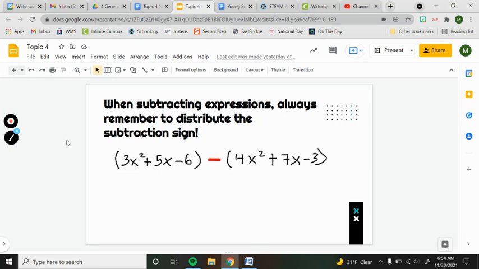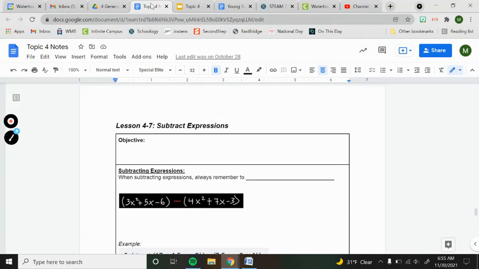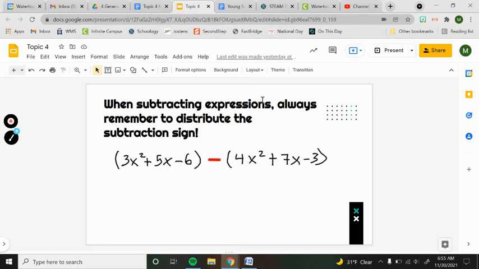All right. So the first thing you need to remember when we are subtracting expressions is there's a specific rule we need to follow that's different than when we added them. When we added them, we were able to just go through, combine like terms, and make it a little easier. Now, when you're subtracting, there is an added element of needing to distribute the subtraction sign. Okay. So right away in your notes, first thing, when subtracting expressions, always remember to distribute the subtraction sign.